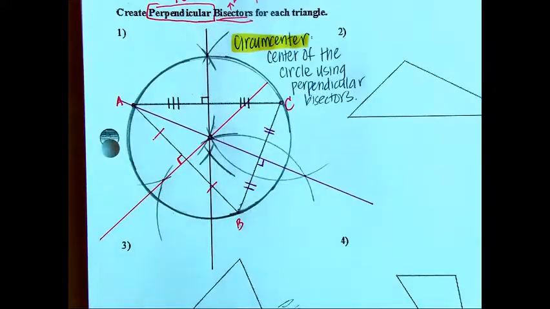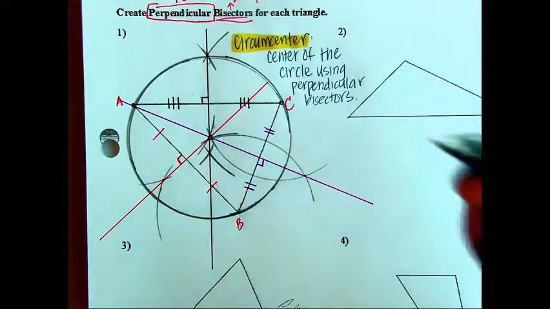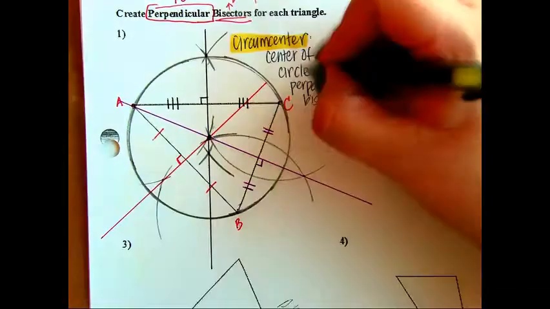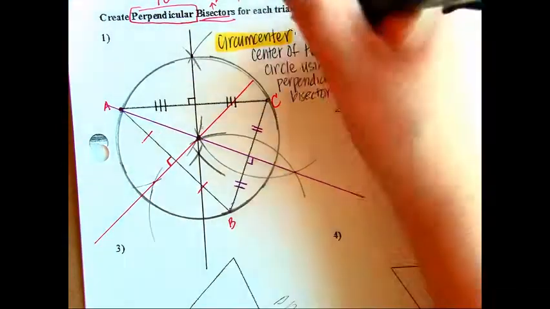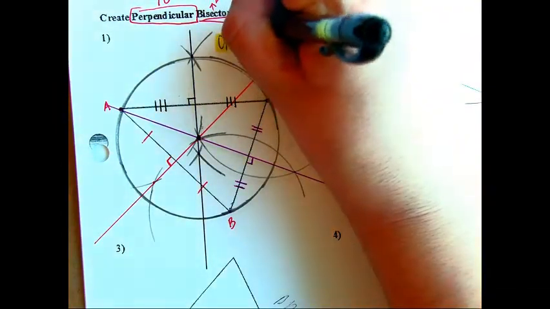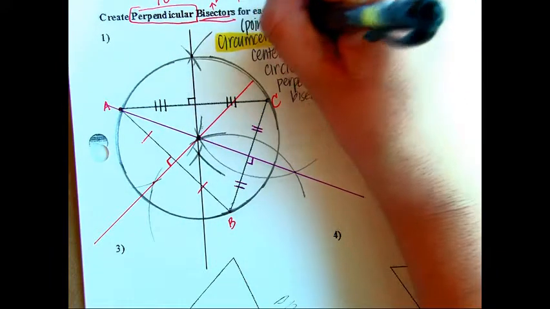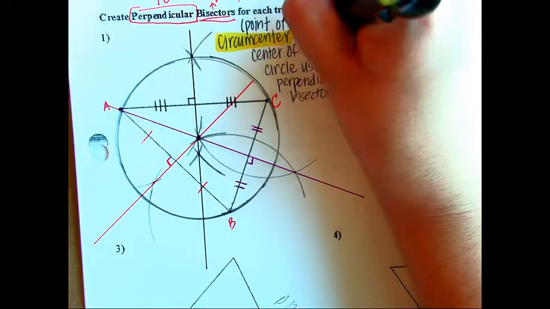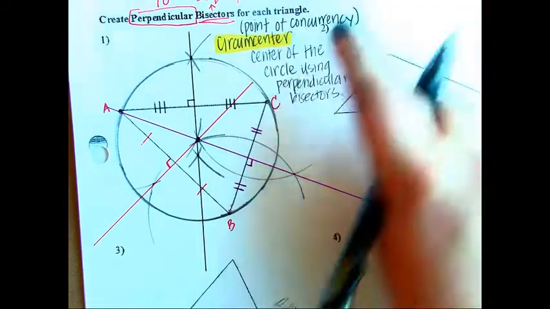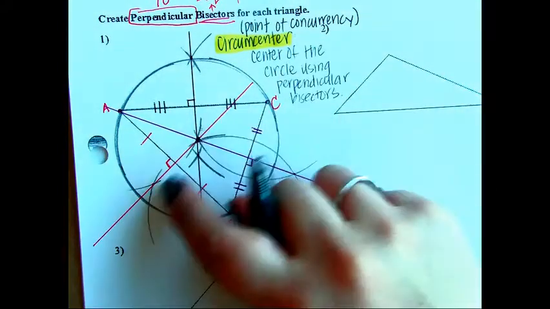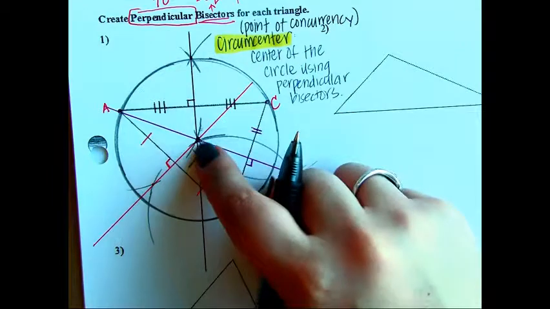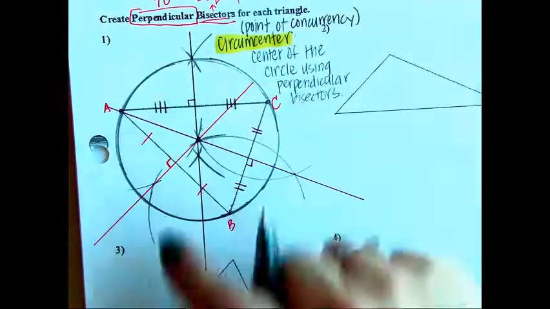This is called the point of concurrency. Basically, where all the lines end up meeting. So the circumcenter is also called the point of concurrency, which just basically means where the red, purple, and black line meet, which are perpendicular bisectors for each one.